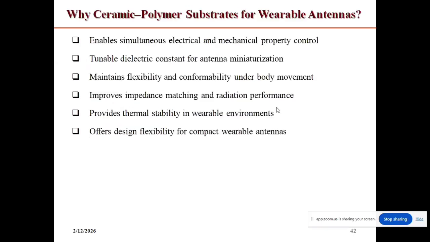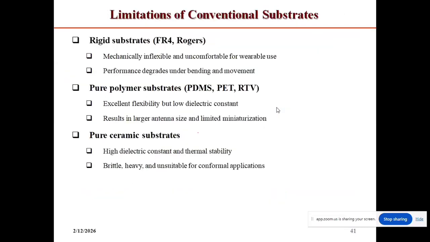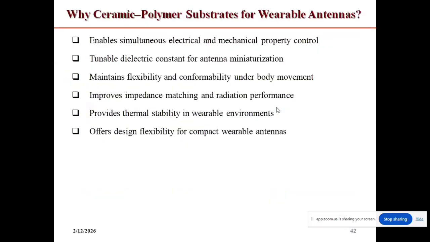Why ceramic polymer substrate for wearable antenna? It enables simultaneous electrical and mechanical properties, and we can control this by using ceramic and polymer. Ceramic, being a nanomaterial, is preferred for the patch in patch antenna design. What I'm saying is polymer and ceramic can be composited. The advantage of polymer is that it is flexible, but ceramic material is rigid.